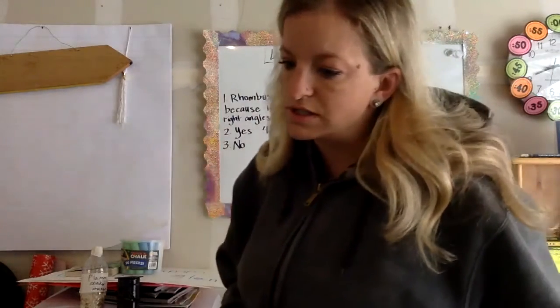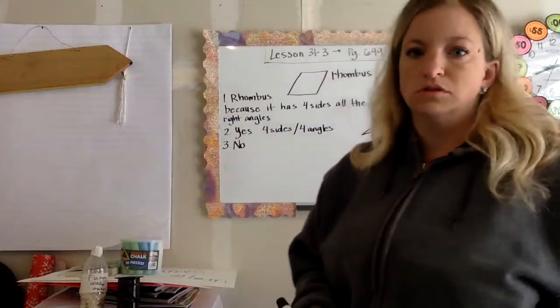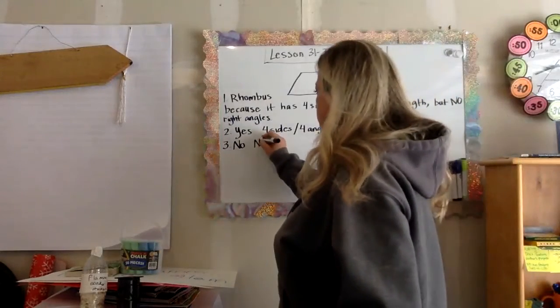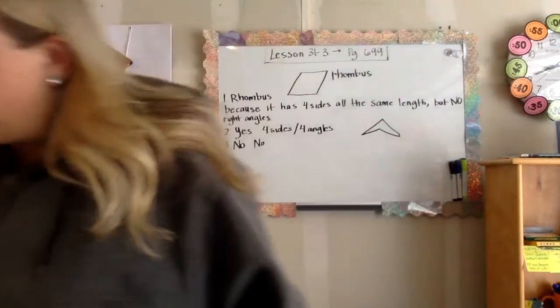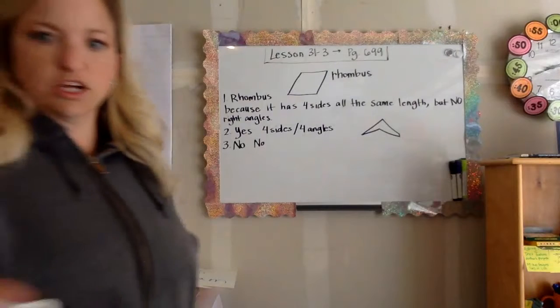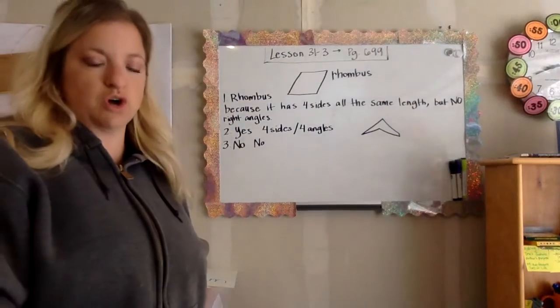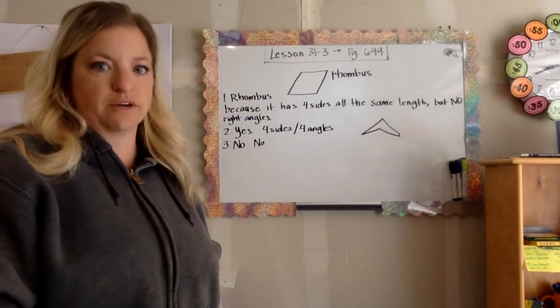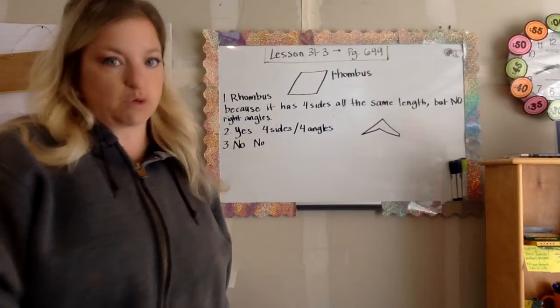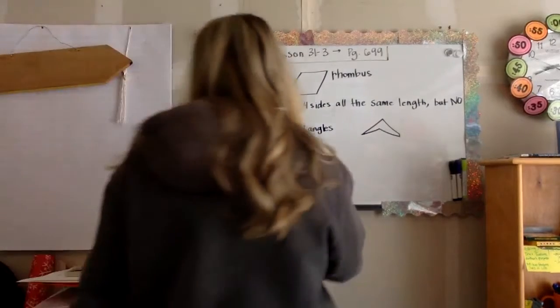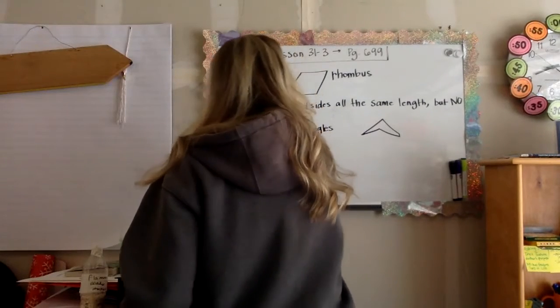The next question was, is it a rectangle? No, it's not a rectangle. And is it a rhombus? No, a rhombus has 4 sides that are all the same length and no right angles. This shape does not have 4 sides that are all the same length. So no, it's not a rhombus.